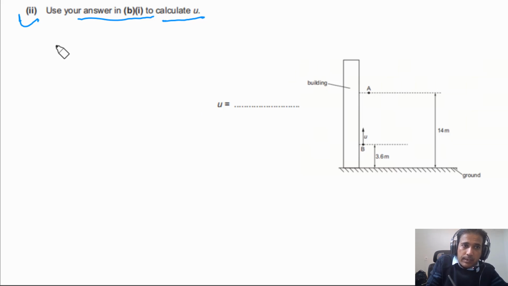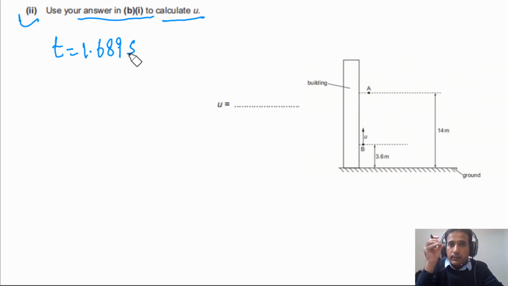In the last part we have found the value of time that was equal to 1.689 seconds. Precise value means more than 2 SF. You have to use the exact value from the last part, not after rounding off. So before rounding off, that value you have to use. That value was 1.689. Now we need to understand the motion of the object.